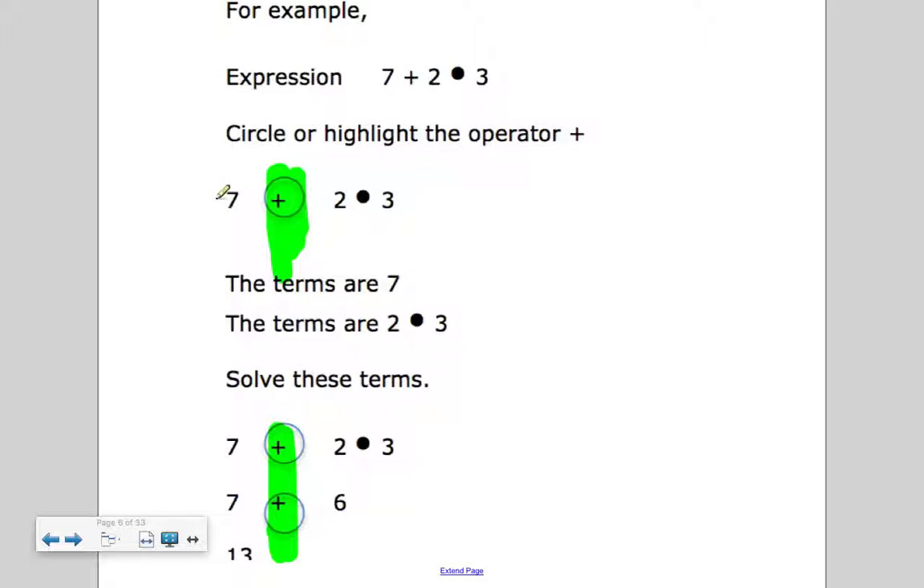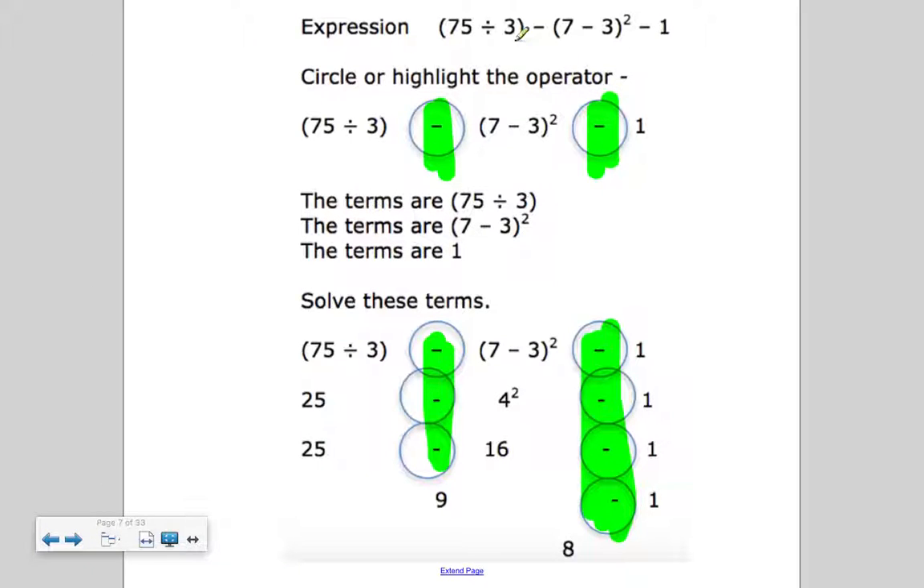Now you solve it. So 7, can I do anything to this term? No, it's just 7, so I leave it as 7. But what is 2 times 3 equivalent to? 6. So you add the left term to the right term and you get 13. Here's another example of another expression.